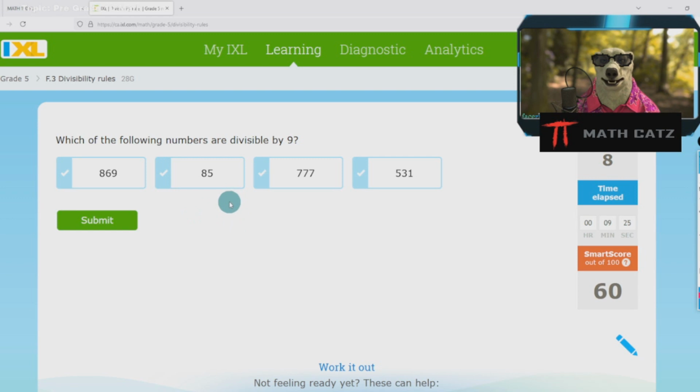Which one of the following numbers are divisible by 9? Oh, that's a lot of work. But the numbers aren't very long. Let's add up some digits. Let's write them over here, perhaps. 8 plus 6 is 14, plus 9 is 23. 8 plus 5 is 13. 7 3 times is 21. 5 plus 3 is 8, plus 1 is 9. Which one of these blue numbers are divisible by 9? Well, only that one.